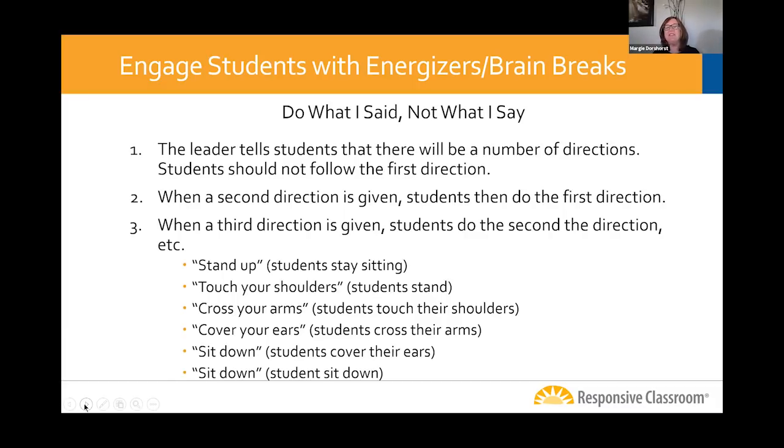And that pattern continues. Then I'll tell you a third direction. Do the second direction. I'm going to make this a little harder for you, as you'll see as we do this, because when I give you the direction, I'm going to do the direction I'm saying. So you have to not do what I'm saying, you have to do what I said. You ready to be a little bit challenged? All right, stand up.